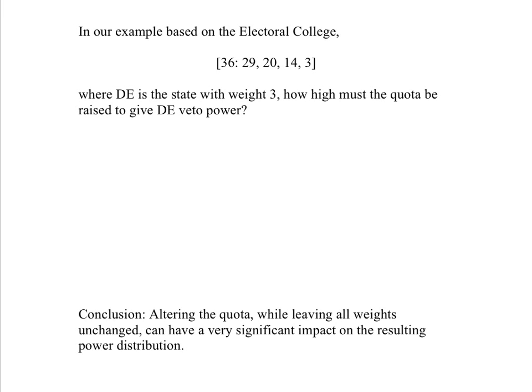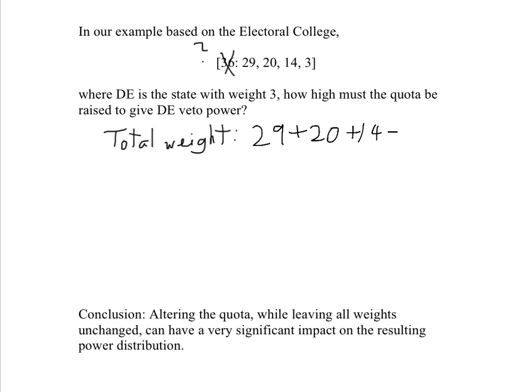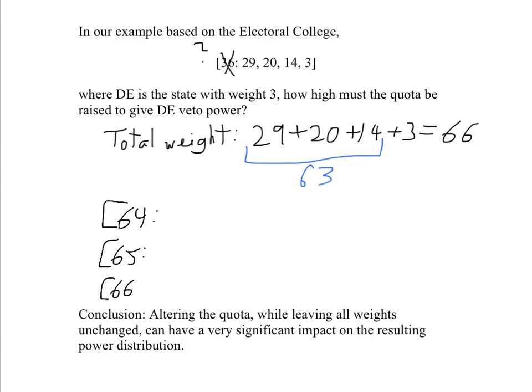In our example based on the Electoral College, where originally the quota was 36, we're now asking what it should be such that Delaware, with only 3 electoral votes, actually has veto power. That can be achieved by making the quota very close to the total weight. The total weight, 29 plus 20 plus 14 plus 3, equals 66, and only 63 of that is coming from the other players, which means that if we set the quota at 64 or 65 or 66, then we will actually give Delaware veto power.